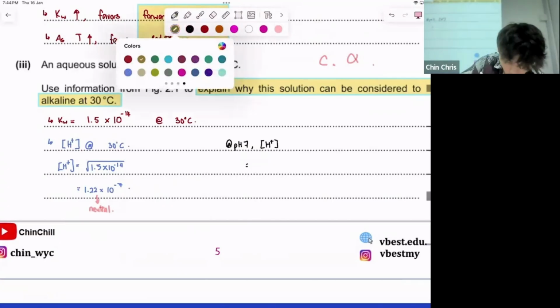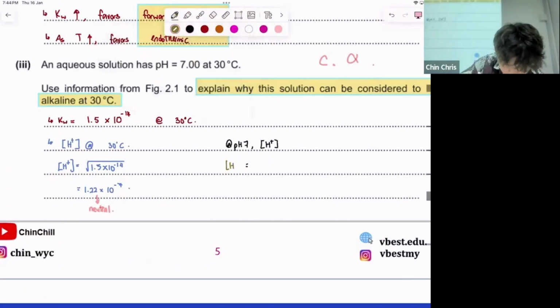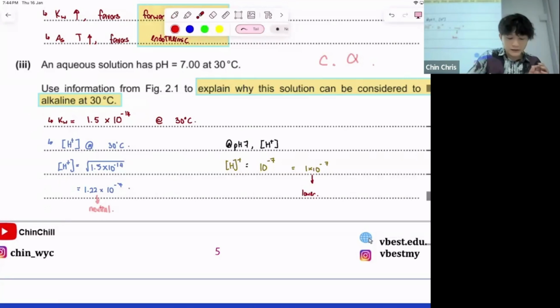Okay, so the concentration of H+ is going to be 10 to the power of negative 7, which is 1 times 10 to the power of -7. Is that right? Correct. All right, guys, which one is lower? This one is lower, right? Correct. So, guys, what did I mention about alkaline?